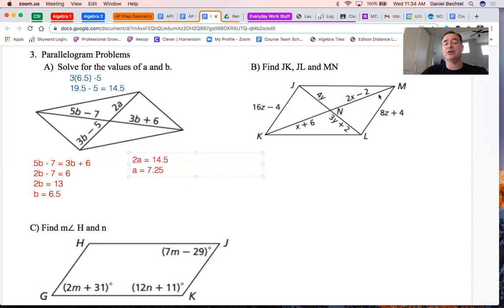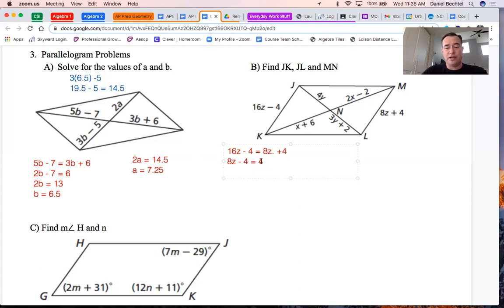This side and this side are congruent to each other because it is a parallelogram, which means I can set up an equation by saying that 16z minus 4 is going to equal 8z plus 4. If I'm going to bring the z's over to one side, I'll take the smaller one and subtract it. 16z minus 8z will give us 8z here. So 8z minus 4 is equal to 4.